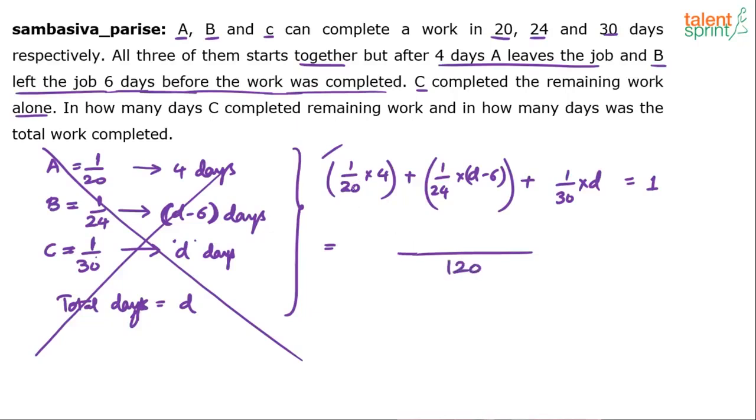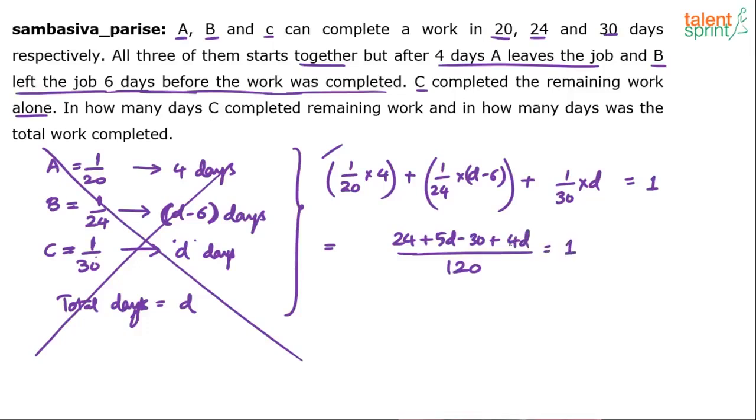LCM is 120. 20 goes how many times? 6 times. 6 into 4, 24. 24 goes how many times here? 5 times. So 5 into D minus 6, so 5D minus 30. Plus 30 goes how many times? 4 times. So 4D equals 1.